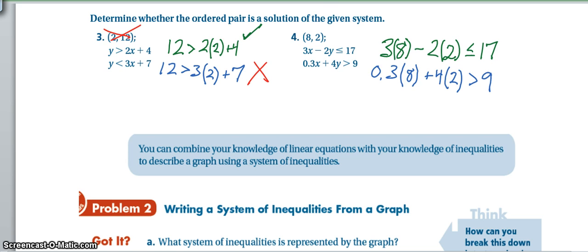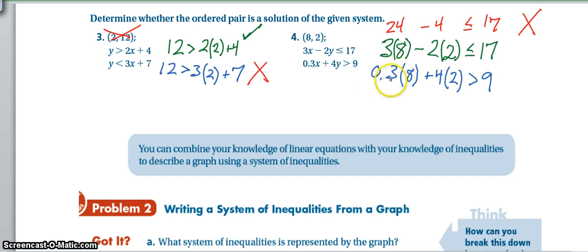All right, so if we plug in this x and y, so my x is 8 and my y is 2. So when I plug that in, 3 times 8 becomes 24. This becomes minus a 4 is less than or equal to 17. 24 minus 4 is 20. Is that less than or equal to 17? I don't think so. So that one doesn't work out.